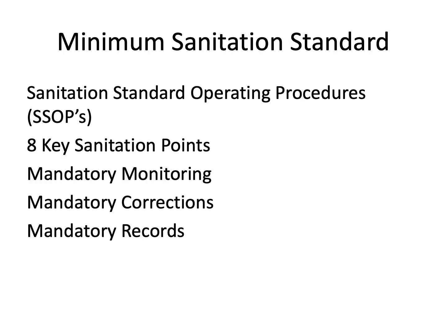Within the Juice HACCP Regulation 21 CFR 120, juice processors are required at a minimum to have sanitation standard operating procedures covering the 8 key sanitation points. Those policies should be incorporating also mandatory monitoring, mandatory correction, and mandatory documentation.